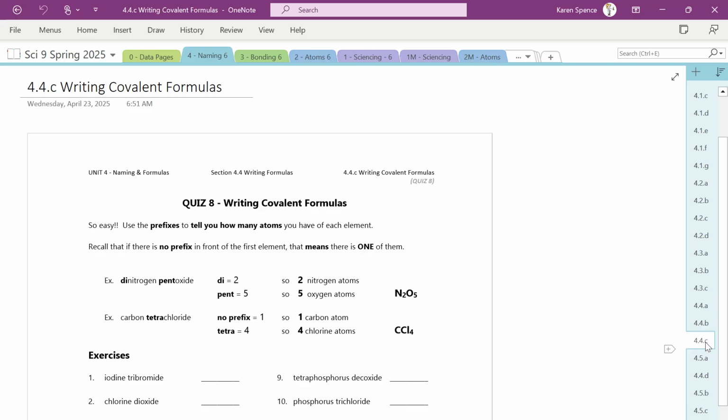First of all, how do we know if we have an ionic compound? Tell your partner, how do we know if we have an ionic compound?